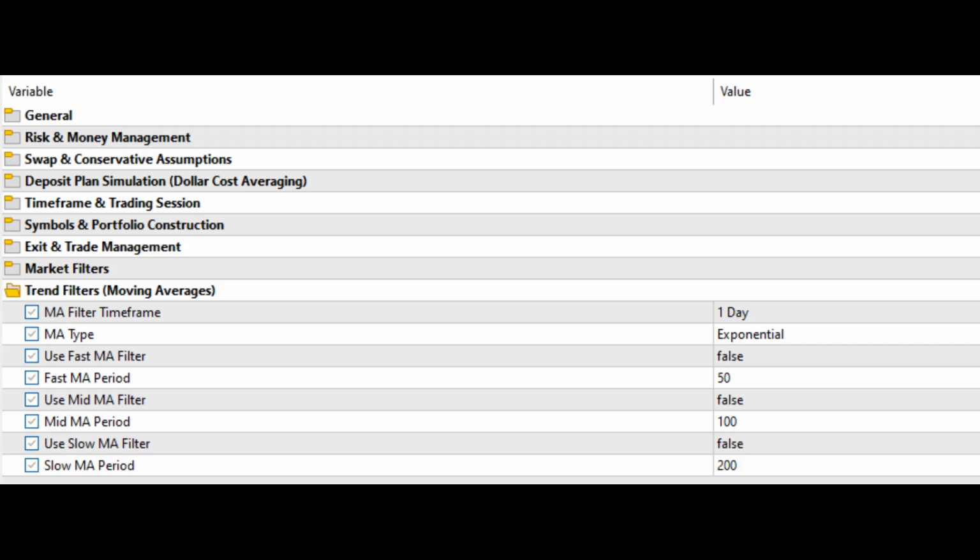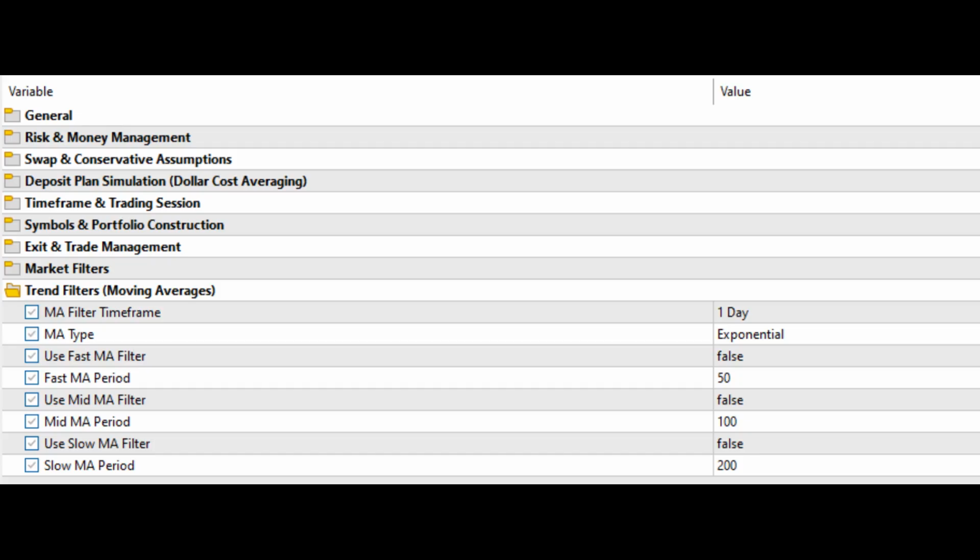Use fast MA filter has a default value of false, and the fast MA period has a default value of 50. When you activate the fast MA filter, the expert advisor will only take trades that are consistent with this faster moving average. This makes the strategy more sensitive to short-term trends and can speed up the response to regime changes.